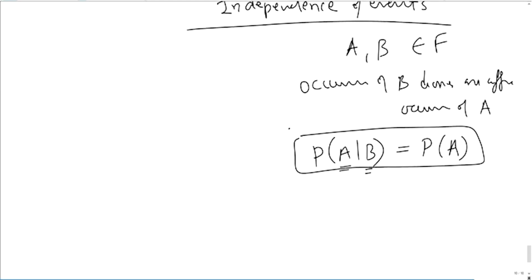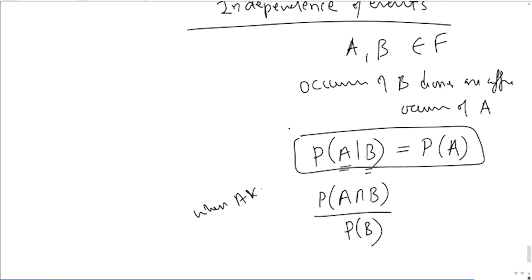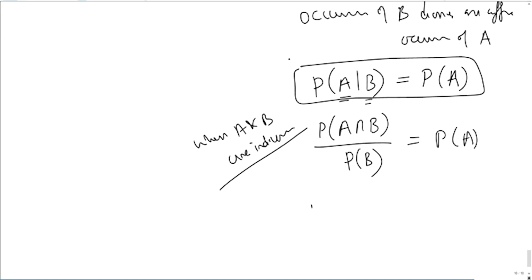But you have learned the formula of probability of A given B. What was the formula for probability of A given B? A intersection B divided by probability of B. This was the formula of A given B. When events A and B are independent, then this thing will be equal to probability of A. What does this imply? That probability of A intersection B will be equal to probability of A into probability of B when two events A and B are independent of each other.